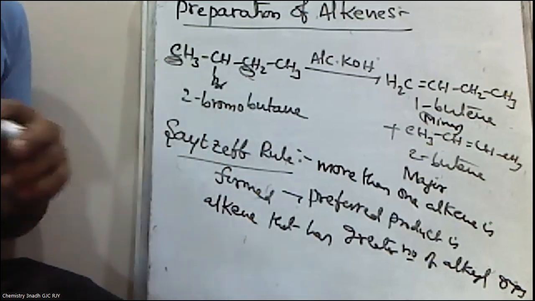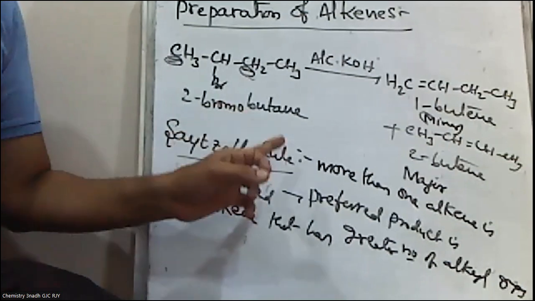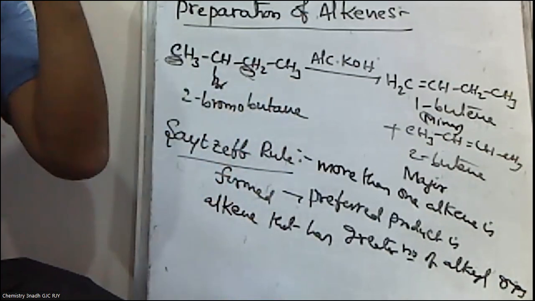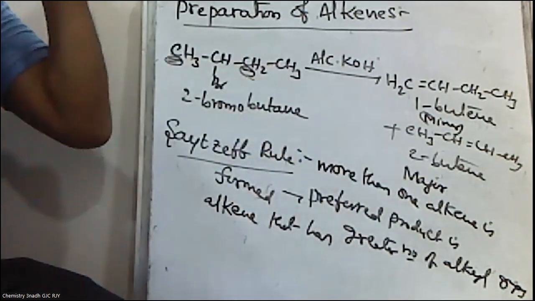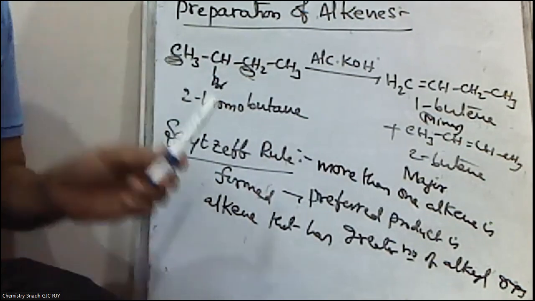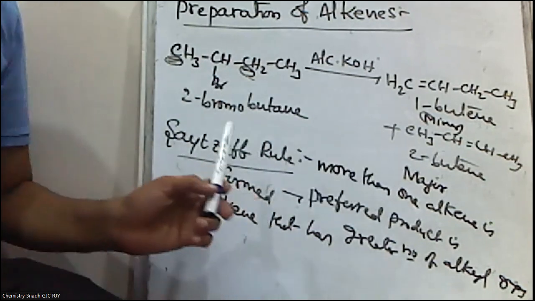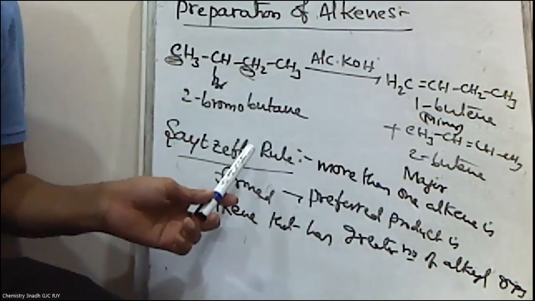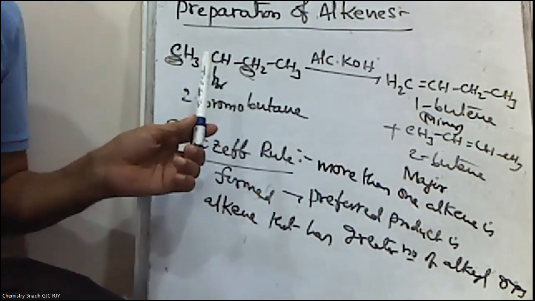The Saytzeff rule states that in dehydrohalogenation of alkyl halides, if more than one alkene is formed, the preferred product is the alkene that has the greater number of alkyl groups attached to the doubly bonded carbon atom.